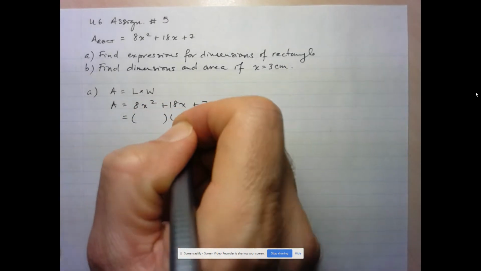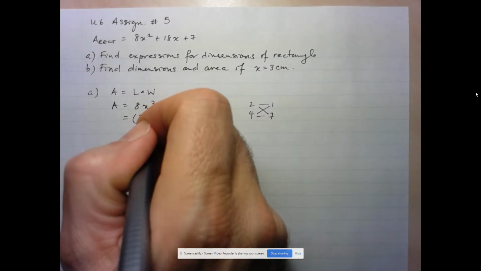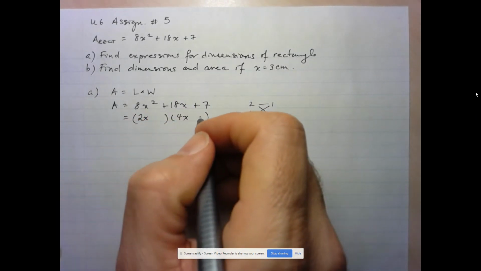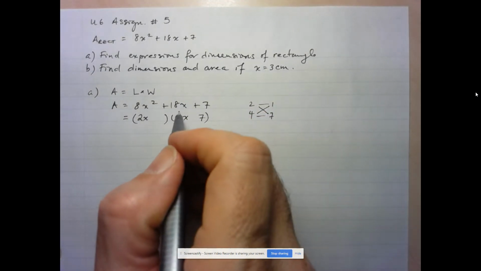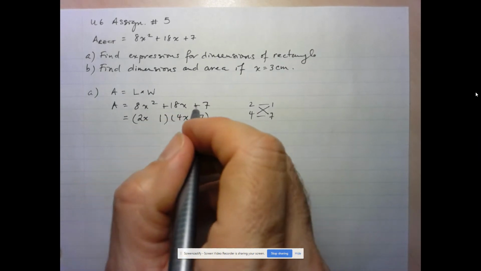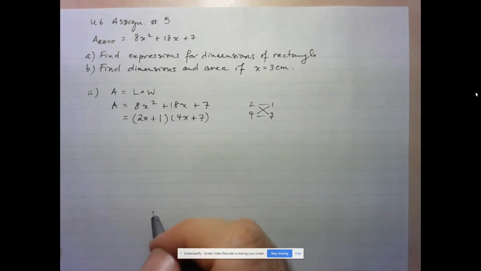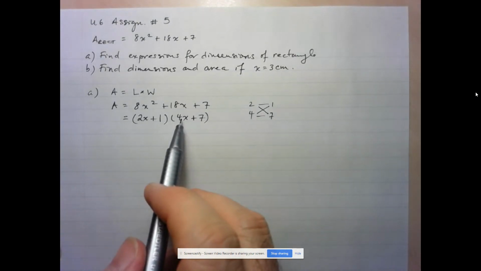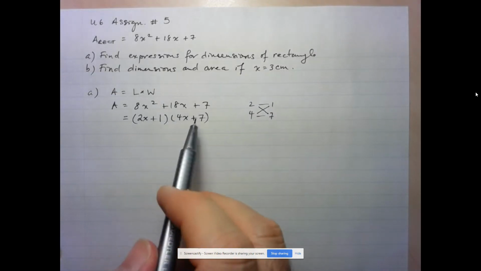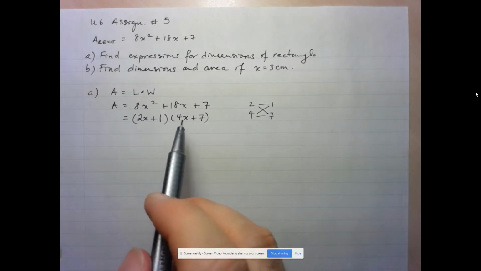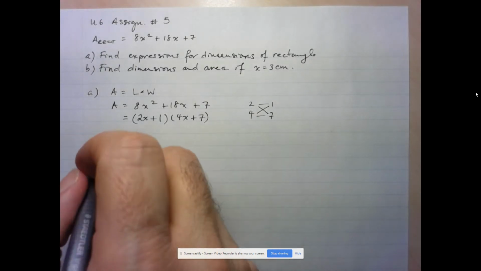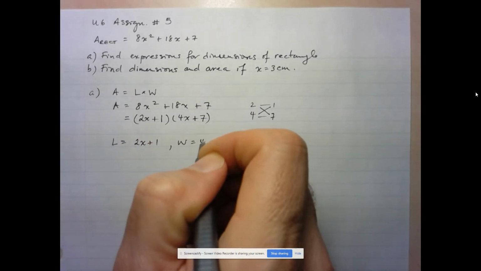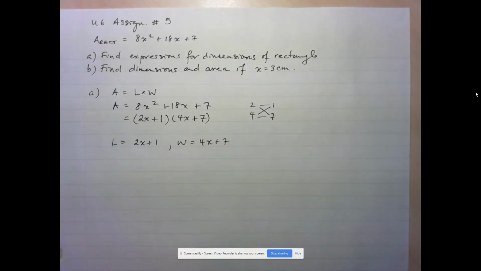So let's write out our factorization. So here we've got 2x and 4x, and here the 2 has to multiply the 7, so that's going to go here, and then the 4 has to multiply the 1, so that's going to go there. And since everything's positive, it's just going to be plus and plus. Okay, so what we've managed to do is to write the area as the product of two expressions. So that means this one can represent the length and that one can represent the width. You could also do it the other way around, wouldn't make a difference. All right, so I'm going to use for my length 2x plus 1, and for my width 4x plus 7. Okay, and so we've solved part A.